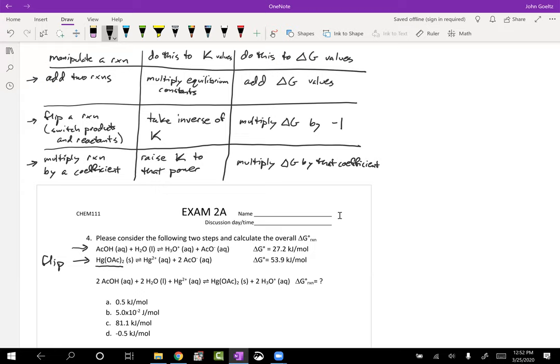And Caitlin said we need to multiply the first reaction by two. How did you know that? Well, let's look. This ACOH is in the right place. It does need to be a reactant, but it won't be the right number of them. I need two ACOHs and I need two waters. So if I multiply this by two, then I'll have the right number of things. And then once you've done that, you can add them.